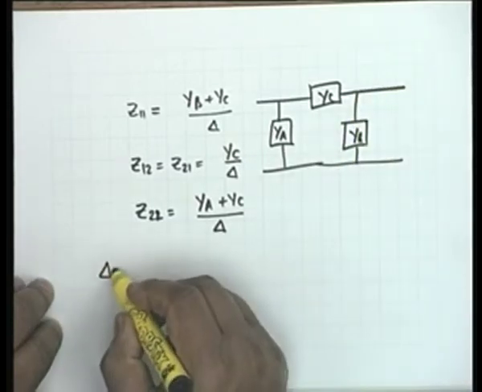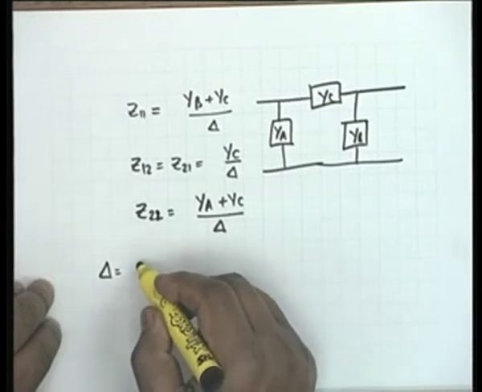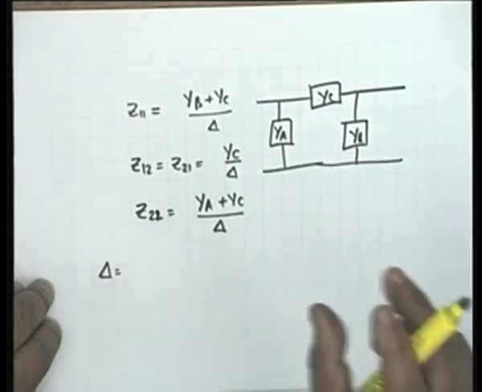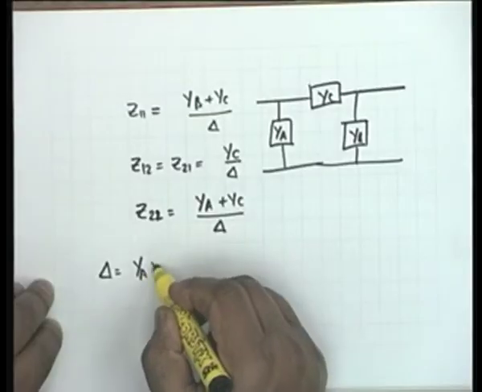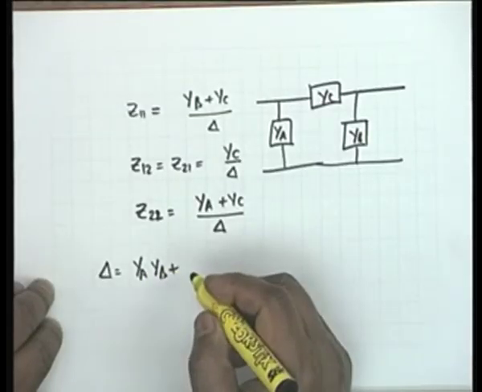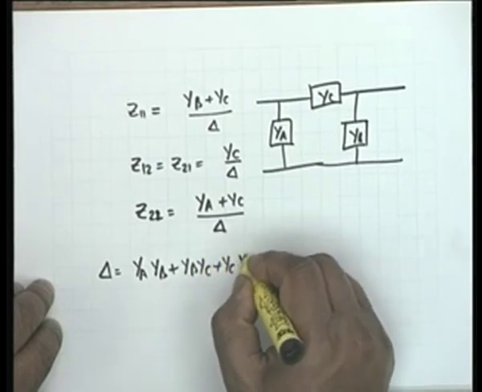What is del? The determinant of the matrix is ya plus yc multiplied by yb plus yc minus yc square. So it is simply ya yb plus yb yc plus yc ya, a cyclic summation of products. All right.